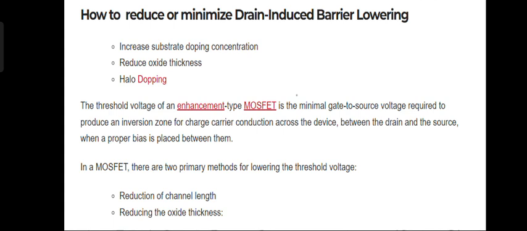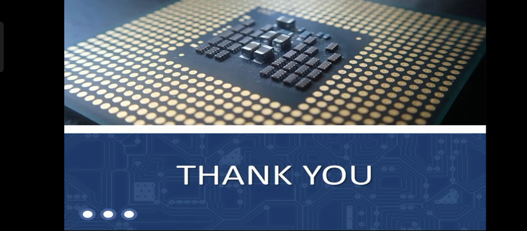In a MOSFET, there are two primary methods for lowering the threshold voltage: reduction of channel length and reducing the oxide thickness. And thank you.